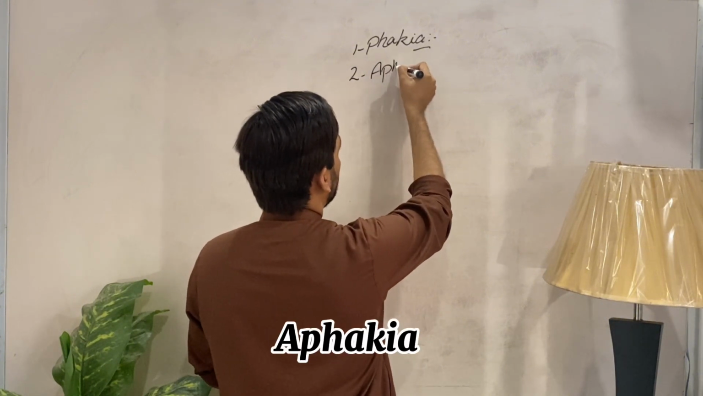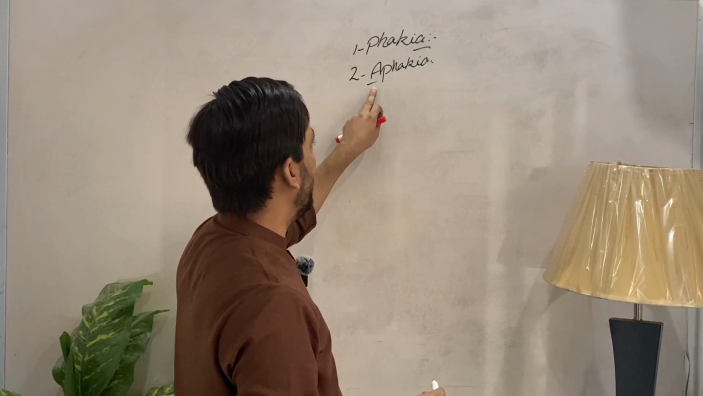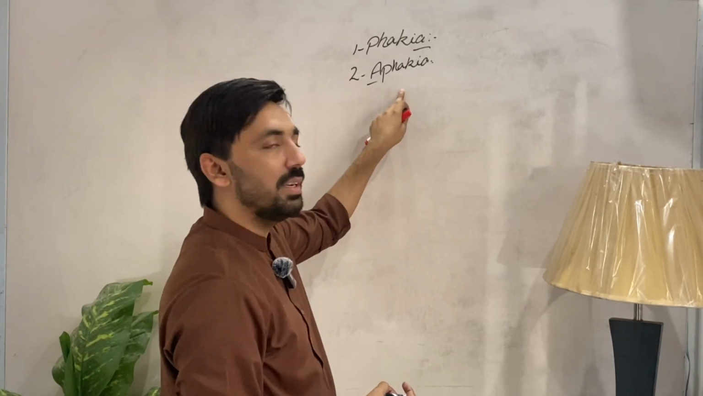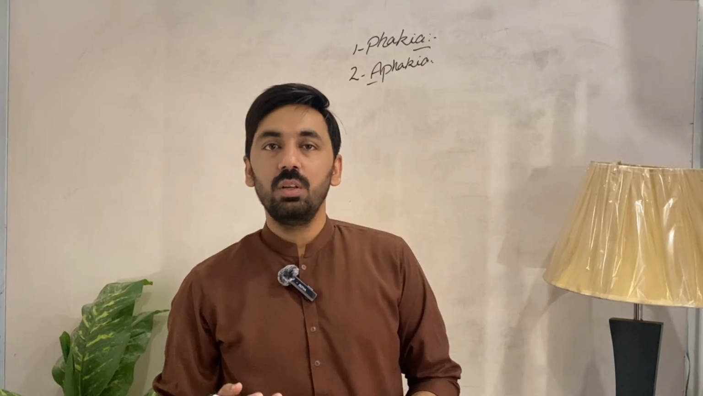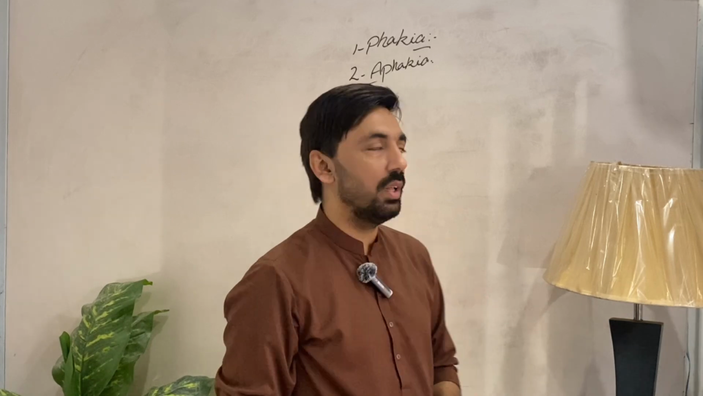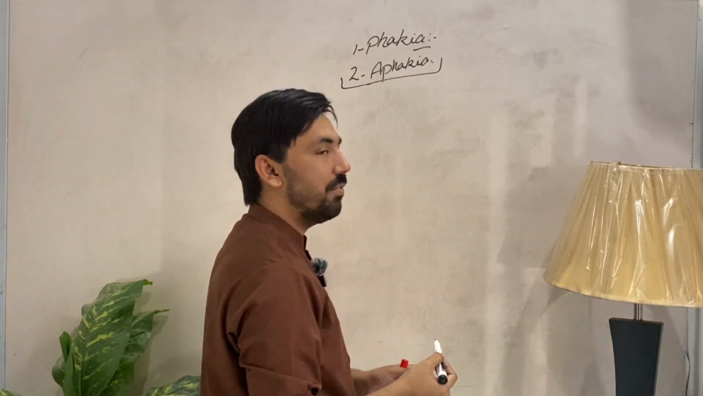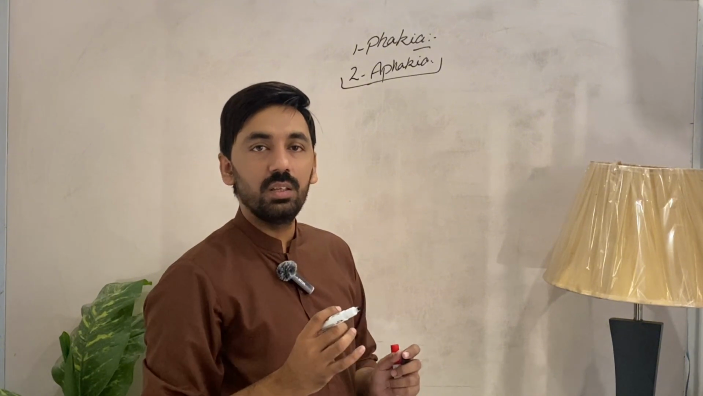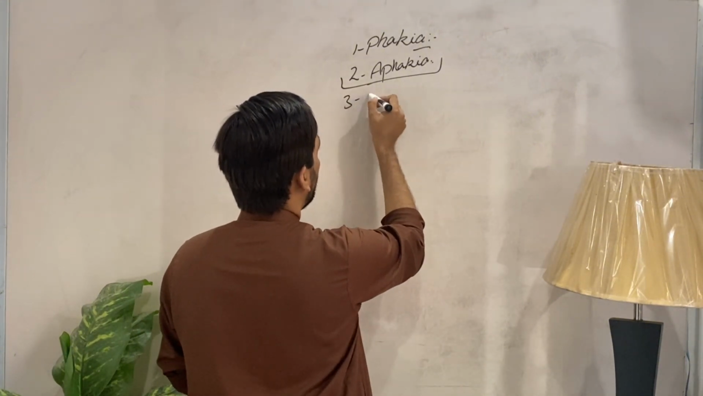aphakia. In aphakia, the A means absence, and phakia means lens. So aphakia means the absence of the natural crystalline lens. If our eye does not have a natural crystalline lens, that condition is called aphakia, and that patient will be an aphakic patient without any crystalline lens, or without any lens. And the last one is called pseudophakia.